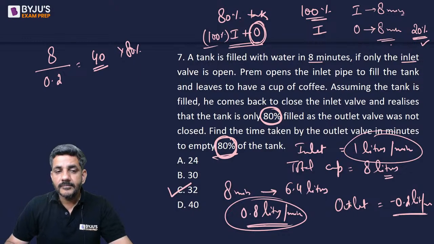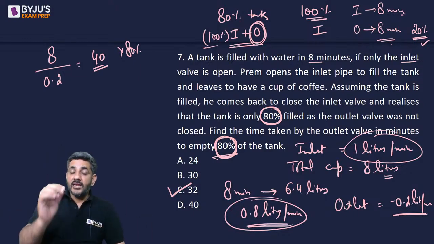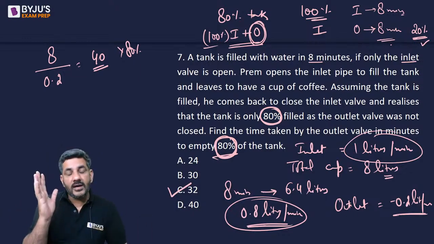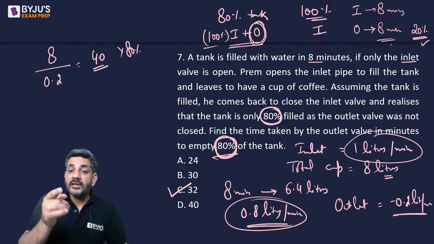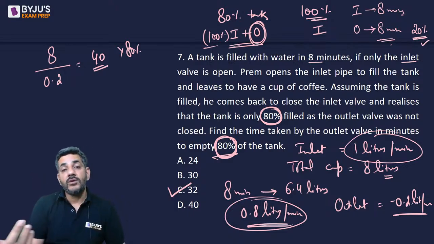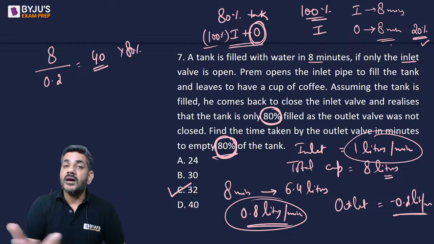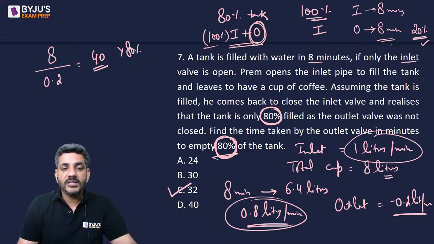सिंपल. गॉट माई पॉइंट? इनलेट 100%, फिल करता है 8 मिनट्स में, लेकिन हमें 80% मिला, तो 20 कहां गया? आउटलेट ने निकाला. आउटलेट 20% निकाल गया 8 मिनट्स में, तो 80% निकालेगा 32 मिनट्स में. And that was the answer without any further work on this.